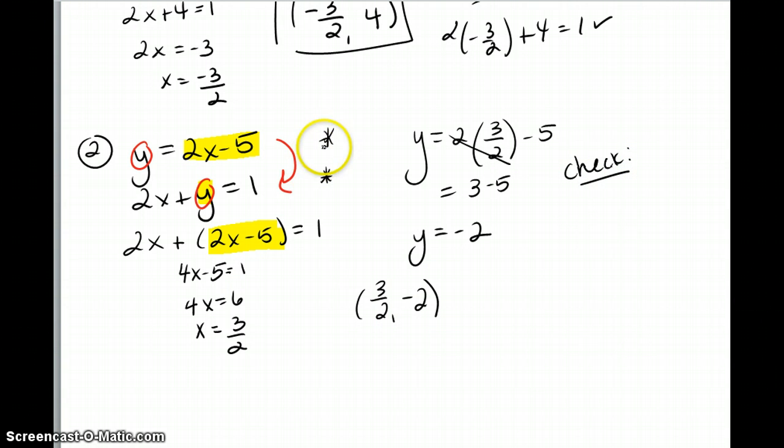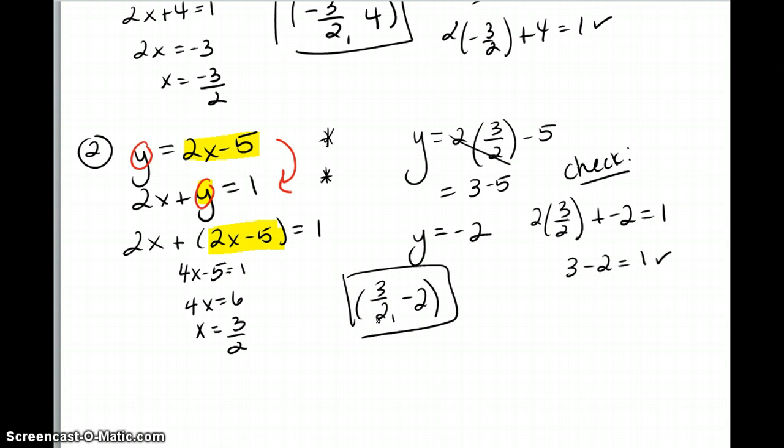And since we just used this top equation up here to figure out the missing variable, let's use the bottom one to check. So 2 times 3 halves plus negative 2 has to equal 1. 3 minus 2 does equal 1. I did it correctly. If you're not sure which equation to check, just check both to be on the safe side.